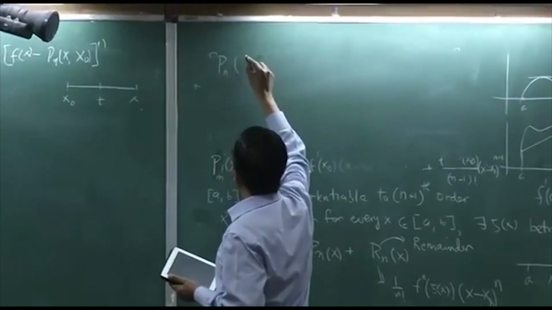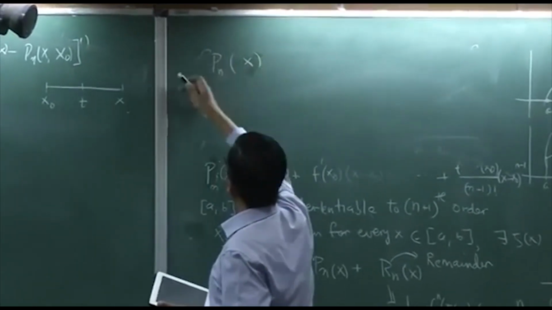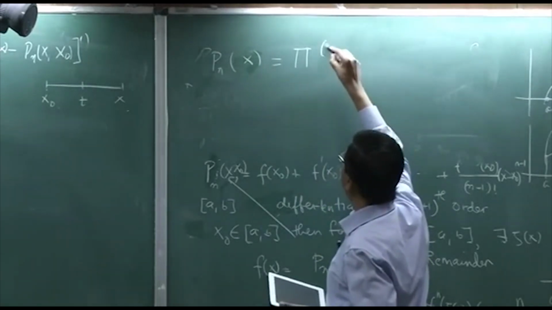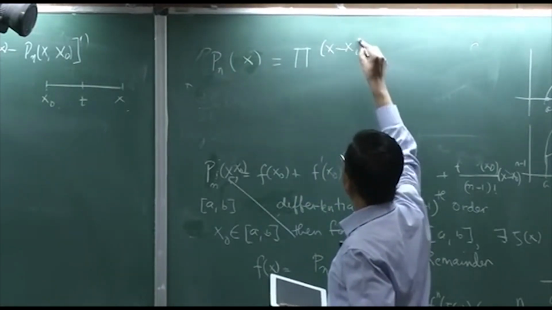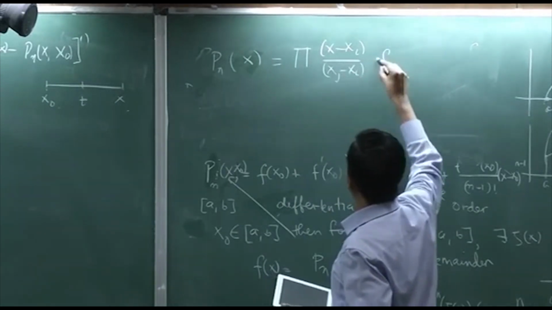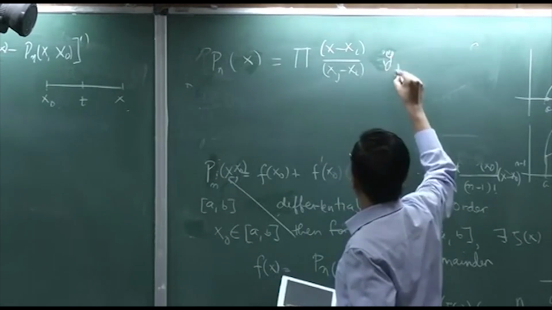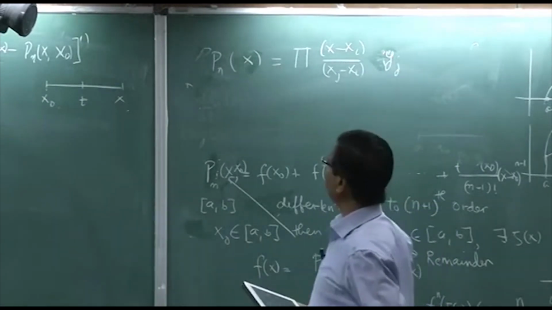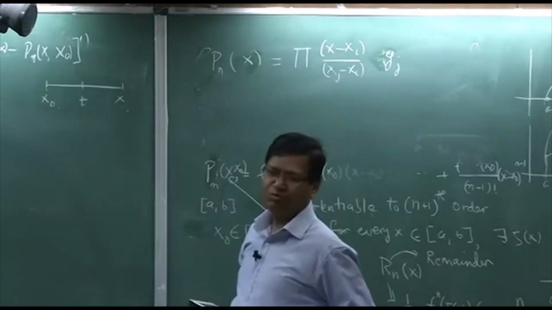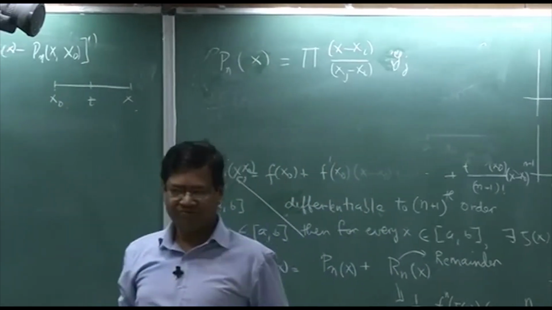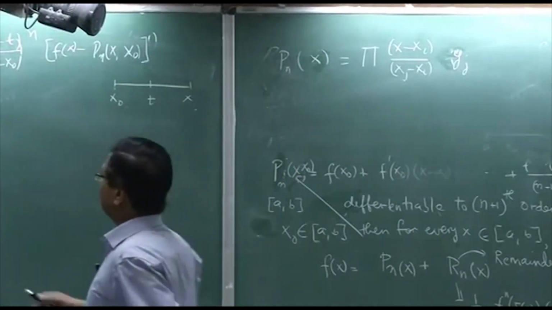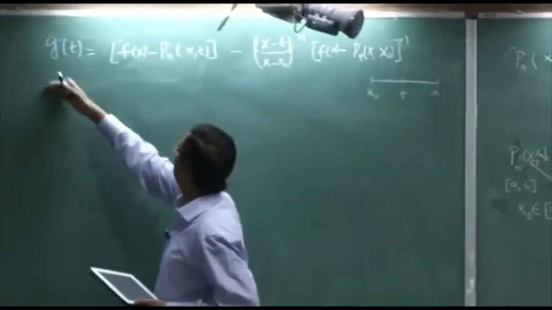Pn of x is the product of x minus xi, y. Okay. So, this is my polynomial which I am approximating, using which I am approximating the function. So, this is my polynomial.